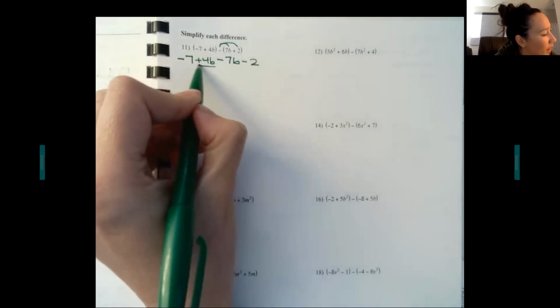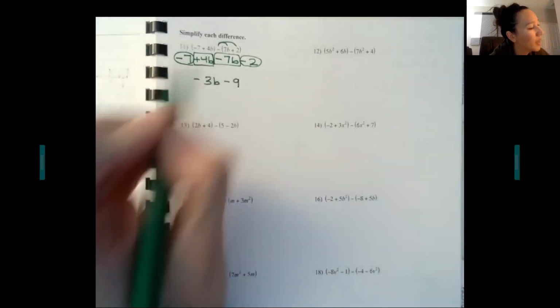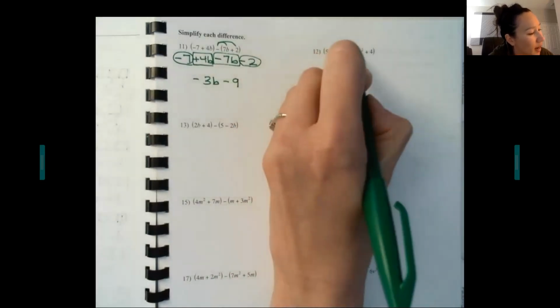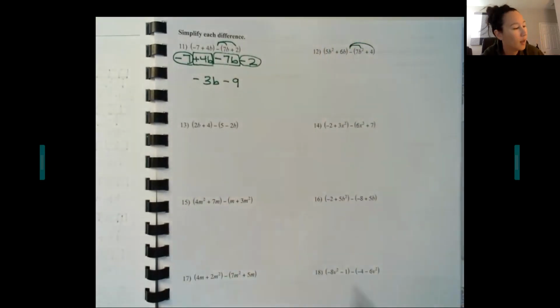And then we're going to do what we've been doing. We're going to look for our like terms. So we have positive 4b and negative 7b. And then we have negative 7 and negative 2. So 4b minus 7b is negative 3b, and negative 7 minus 2 is negative 9. So you're going to do the same thing for all the rest. You're going to want to distribute that negative, which means you just flip the signs of everything in the parentheses, and then combine like terms.